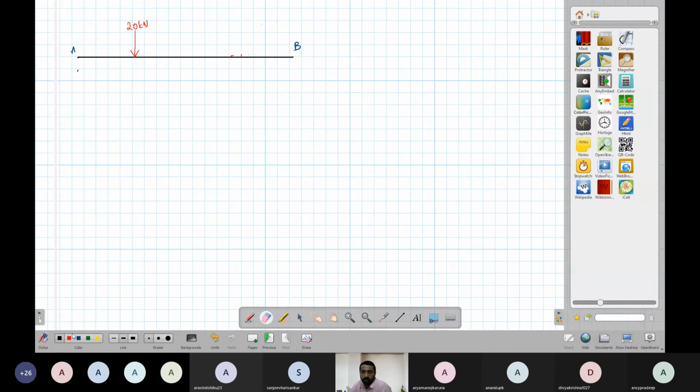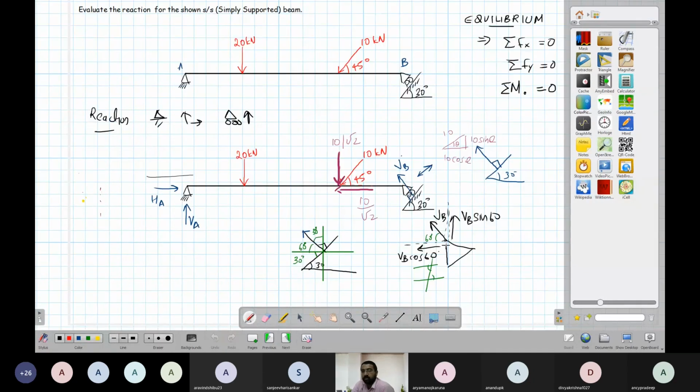Okay. So there is a vertical force. There is also a horizontal force. So this is 10 by root 2. This is 10 by root 2. Okay, and this force, this is VB sin 60. This is VB cos 60. Like VB sin 60, VB cos 60.